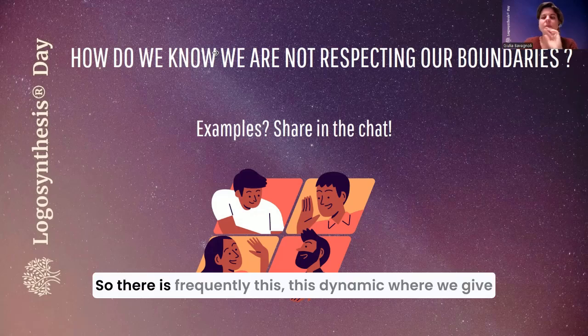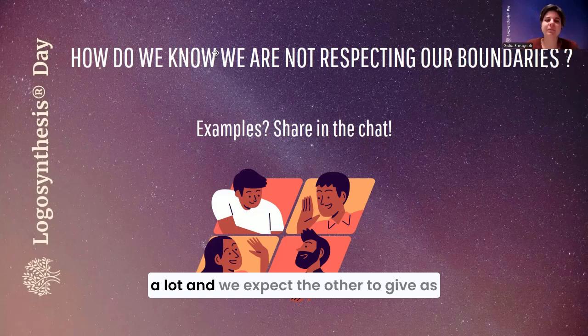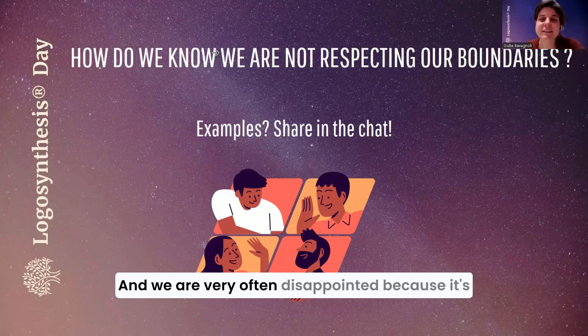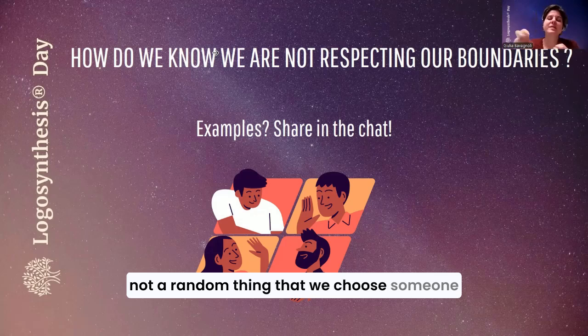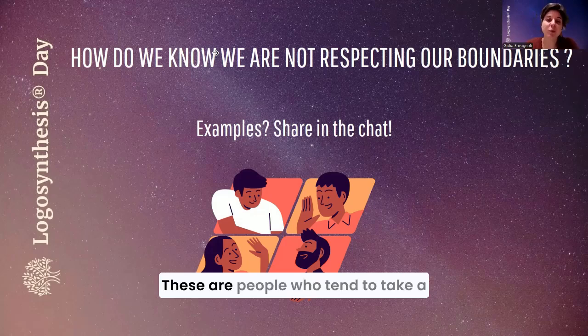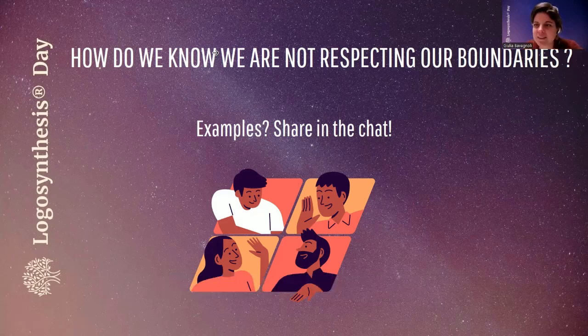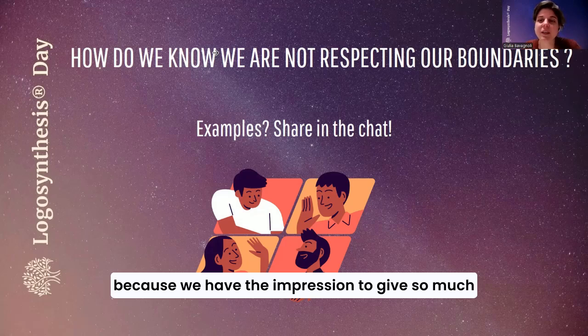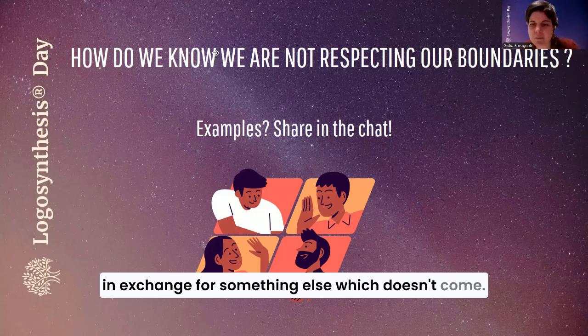Yeah. So there is frequently this dynamic where we give a lot and we expect the other to give at least the same amount of what we give, and we are very often disappointed, because it's not a random thing that we choose someone to whom we tend to give a lot. These are people who tend to take a lot and not give a lot in return, which is fine. There is no judgment here. It's just that the dynamics can go together very well. And when that happens, yeah, we do feel resentment because we have the impression to give so much in exchange for something else which doesn't come, of course.